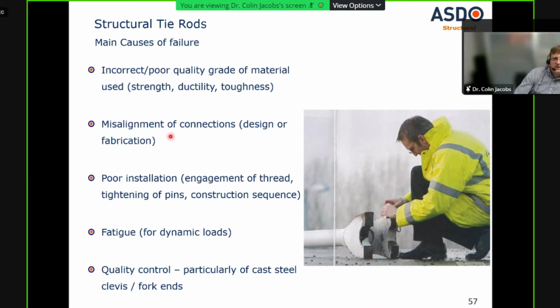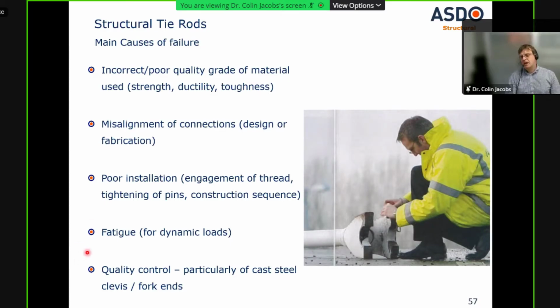Misalignment of connections is something we sometimes see, whether that's at design stage or poor fabrication. If your connection steel plate is not in line with the force, then you're putting the tie rod under extra bending. Then there's poor installation. Quality control on site is very important. Sometimes these tie bars, because of their length, have to be transported in separate lengths and connections made on site. So you do have to ensure that the engagement of thread is correct.